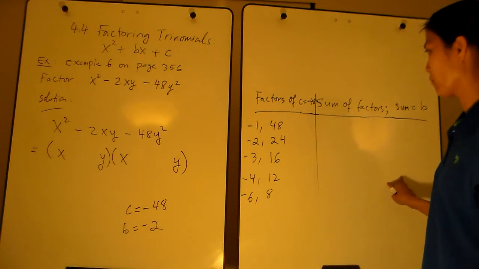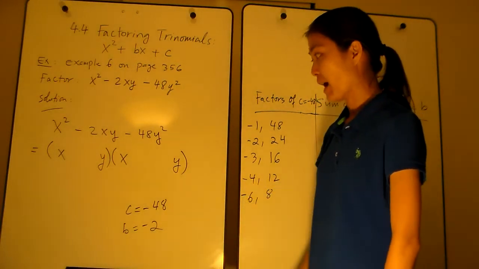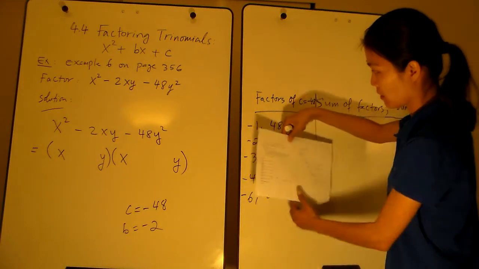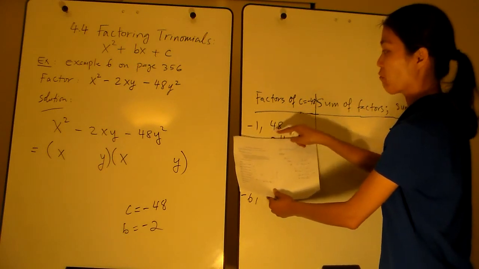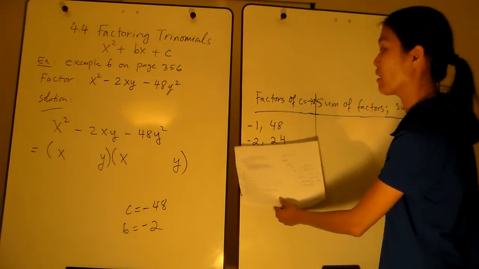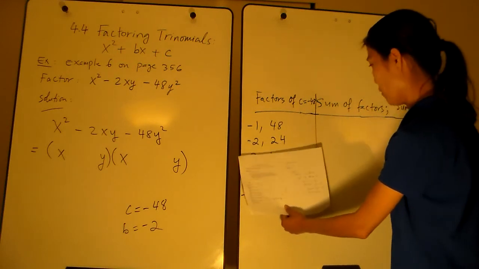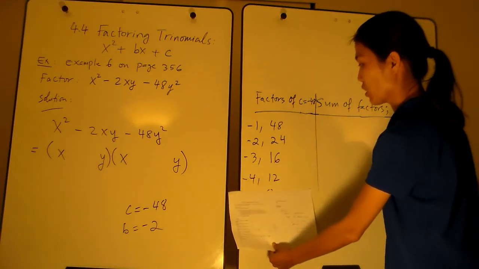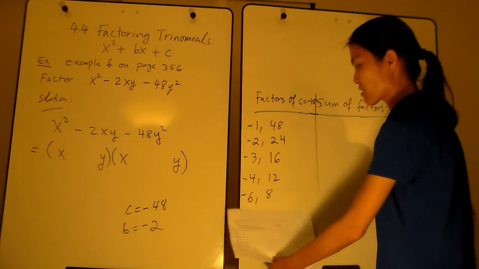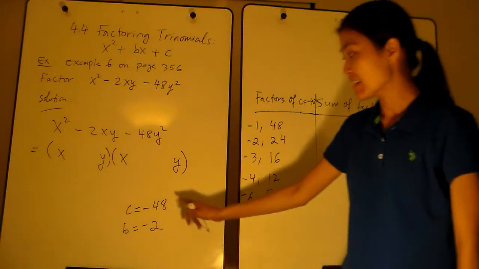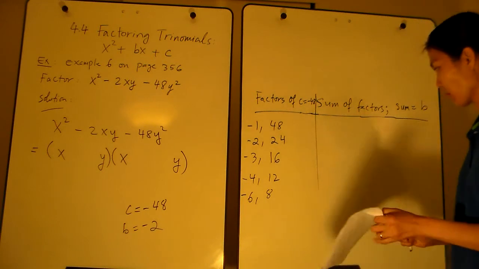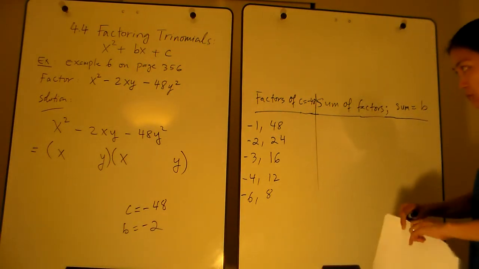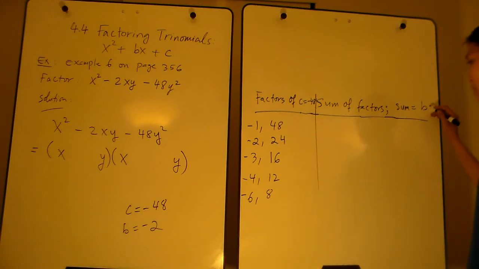So now you know that if c is negative, the pair of factors you have will have opposite signs. It could be positive 1, negative 48. I did put one form here, but it could be the other way around. Same thing here: 2, negative 24. 3, negative 16. 4, negative 12. 6, negative 8. When c is negative, the factors you obtain will have opposite signs. Let's see which one, when you add, will give you a sum of b. And b is negative 2.